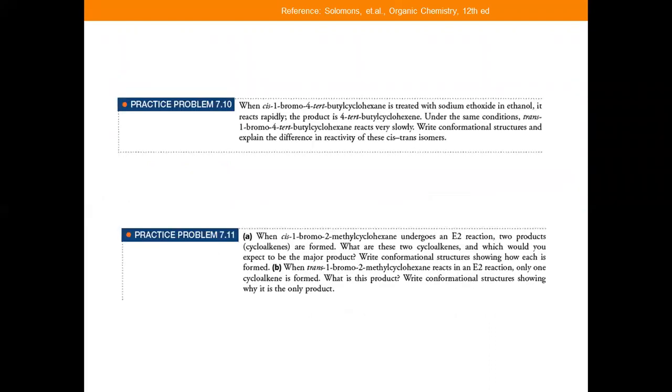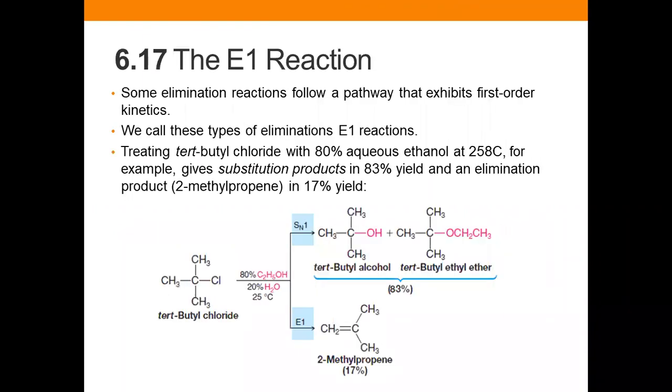So practice 7.10. When cis-1-bromo-4-tert-butylcyclohexane is treated with sodium ethoxide, it reacts rapidly. So this is again a cyclic compound. The product is 4-tert-butylcyclohexene. Write the conformational structure and explain the difference in reactivity of the cis and trans isomers. Okay, that one is easy, in 7.11.